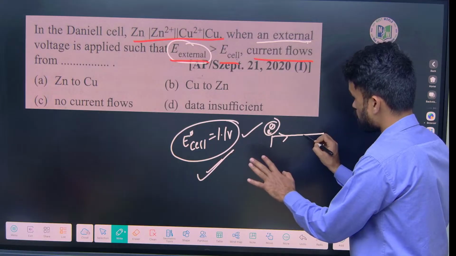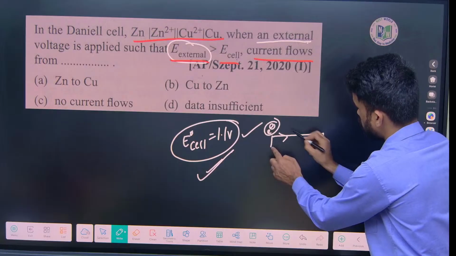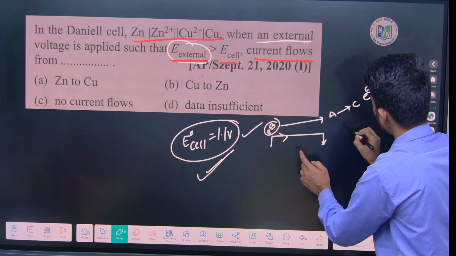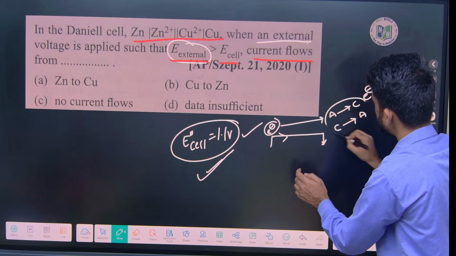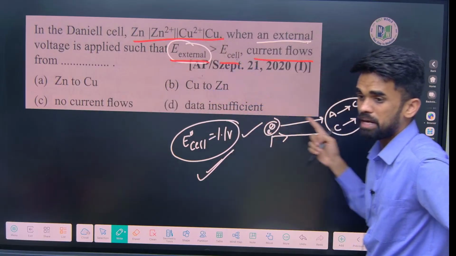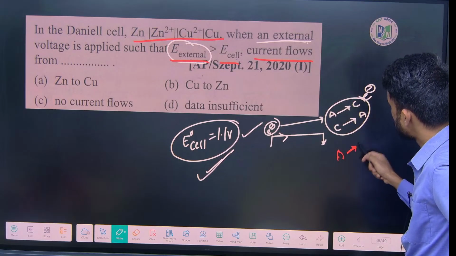So in normal cells, in Daniell cells, electron flow is from anode to cathode. Current flow will be cathode to anode. This is in a normal galvanic cell or Daniell cell. Now extra voltage is applied, so it becomes opposite. So it will be anode to cathode.